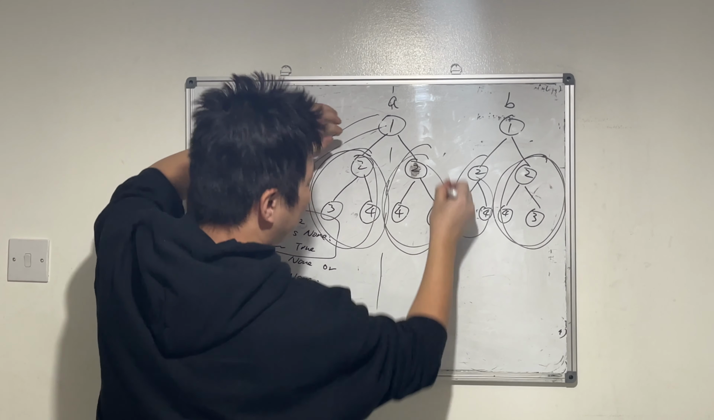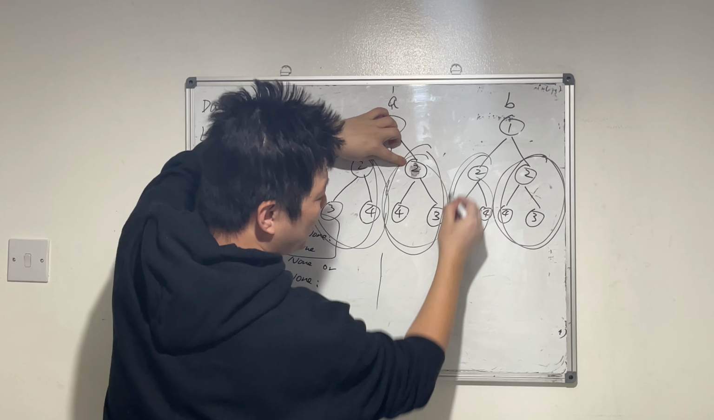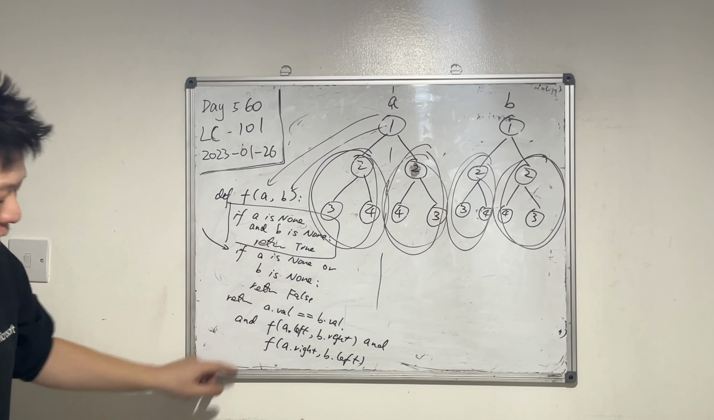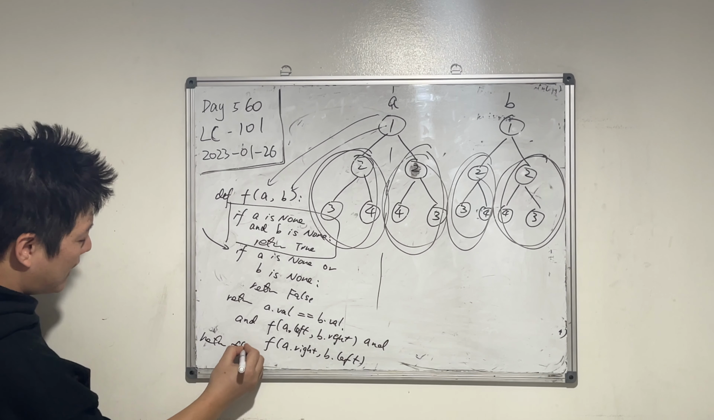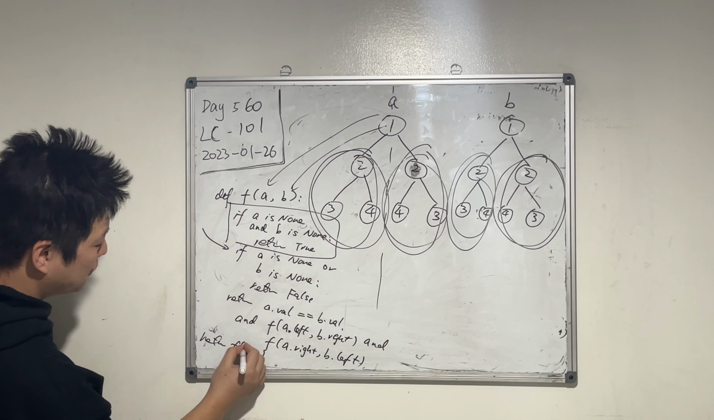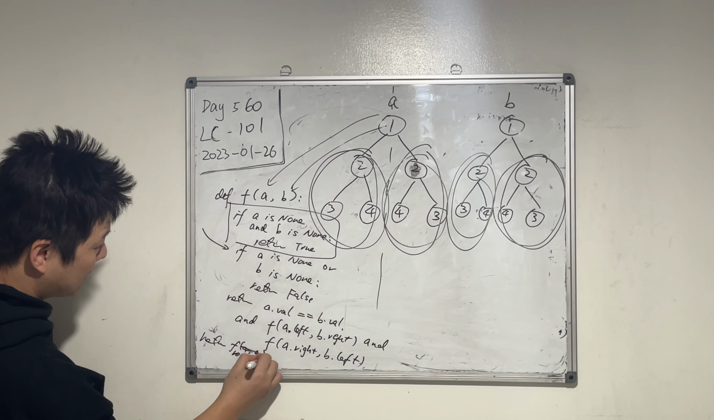A dot right needs to be symmetrical to B dot left, right? This is what it is. And then you just return F(A.left, B.right) and F(A.right, B.left). Okay, that's what it is.